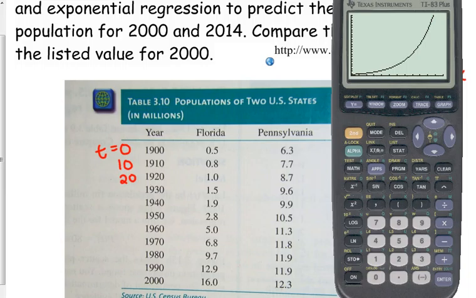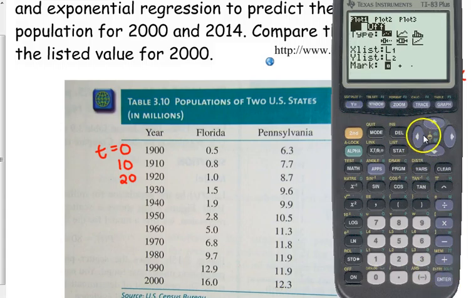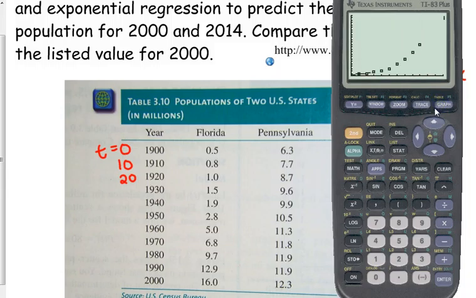Okay, there's the model. Now, one thing I forgot to tell you to do was to turn on your stat plot so that you can see the actual data values. You can do that one of two ways. You can press second Y equals and turn plot one on, or you can go to Y equals and then scroll up. But that'll put your data and the model on the same graph.